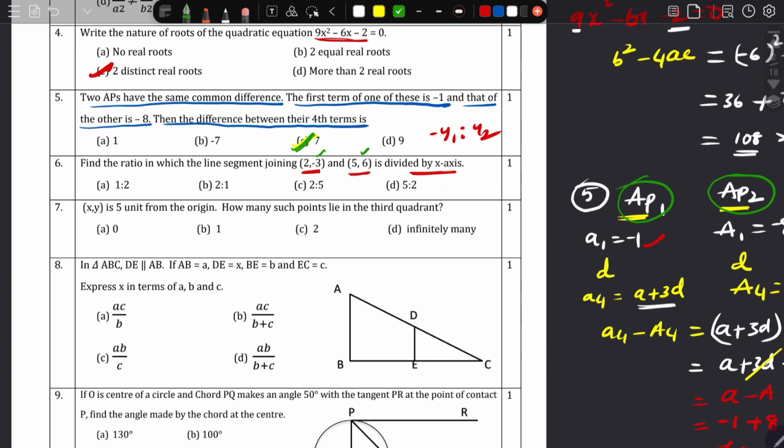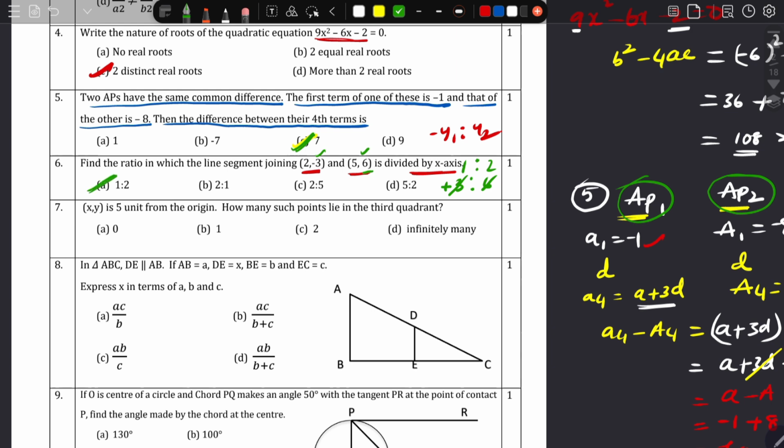So replace the values: minus of minus 3 is plus 3, so 3, and y2 is 6. So replace 6. In 3 table 1s, here 3 table 2s. So the answer is 1 is to 2. It's very simple, option 1.